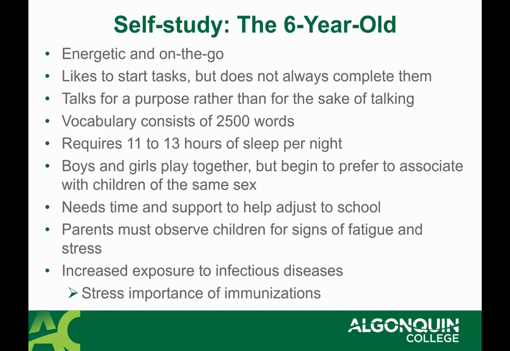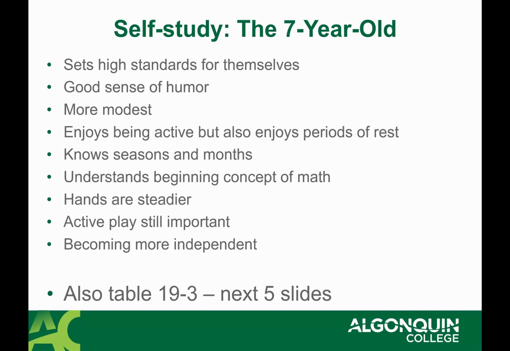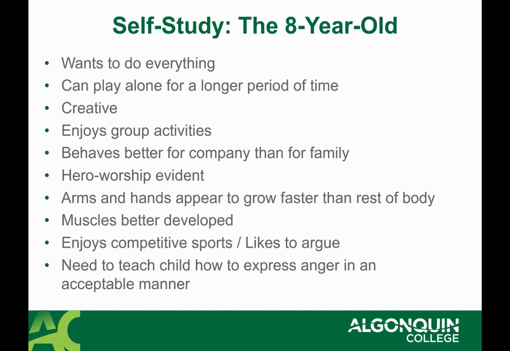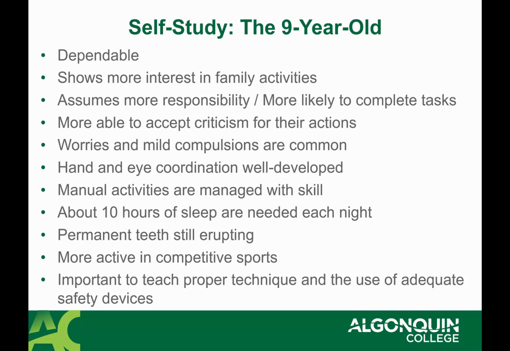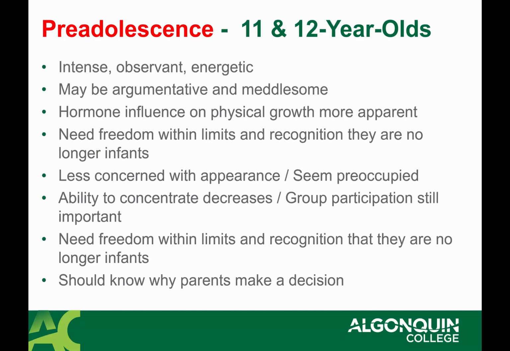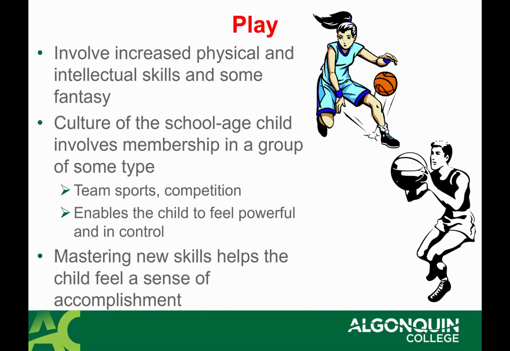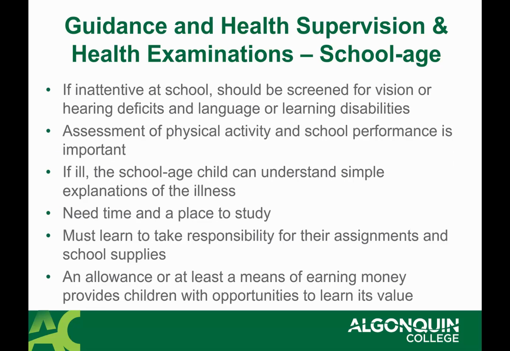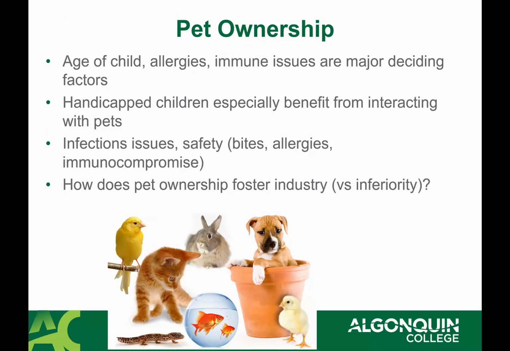There you go. 6-year-old, you can pause and look at these as you need to. 7-year-old, table 19-3, it's awesome. 8-year-old, 9-year-old, preadolescence, 10-year-old, preadolescence, 11, 12-year-old. The importance of play. This is still focusing on sections from the book, and then this one I'm pretty sure has some blanks on it.